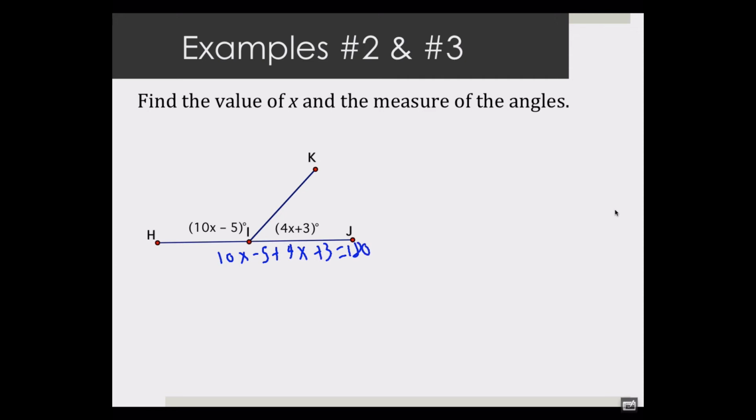As long as the vertex is on the middle point, it doesn't matter, so you can call that HIK or KIH. What won't work is KHI, which means something different. They don't have to be adjacent to something like that.